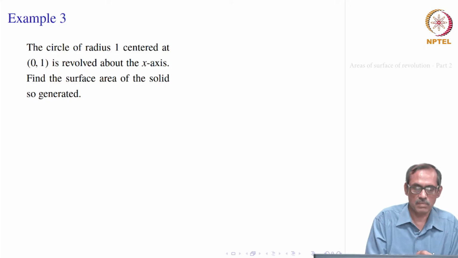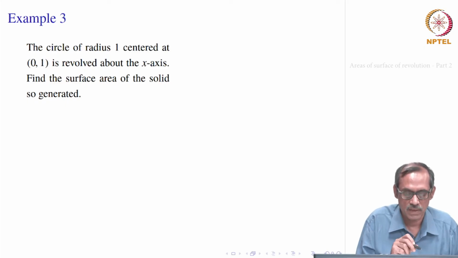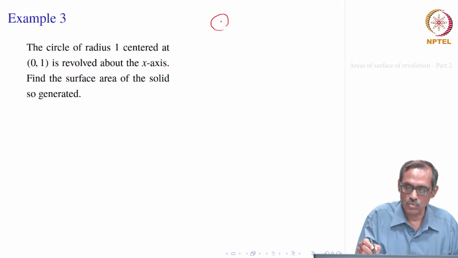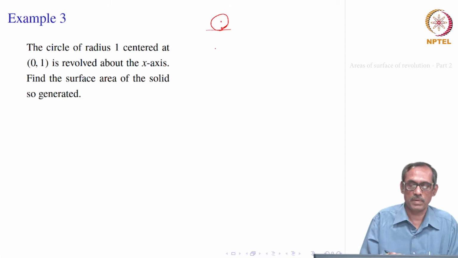Now, if that is given in parametric form, we consider this example. Say we have a circle of radius 1, centered at (0, 1). So, we have a circle at (0, 1) of radius 1. That is revolved about the x axis. Does it touch the x axis? It is centered at (0, 1) with radius 1, yes. So, it will be revolved around, and we want the surface area of revolution.